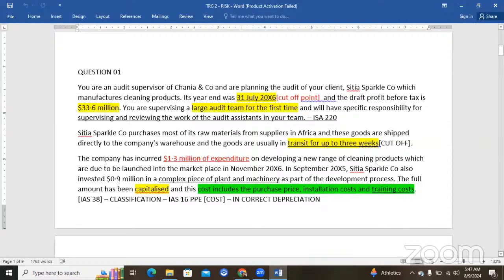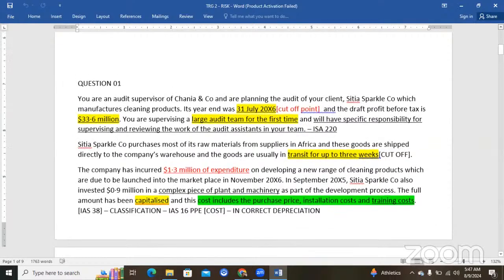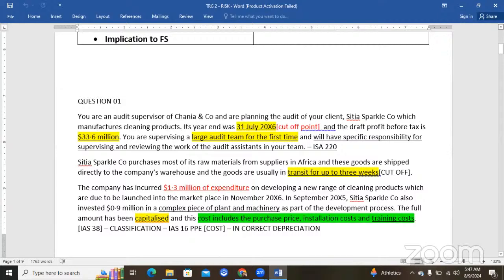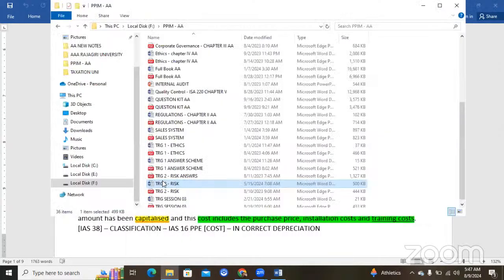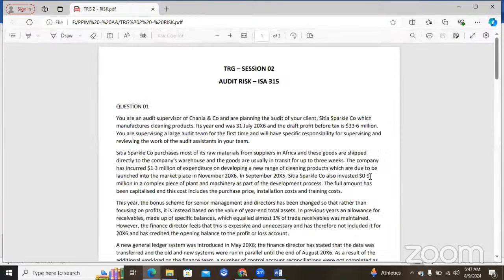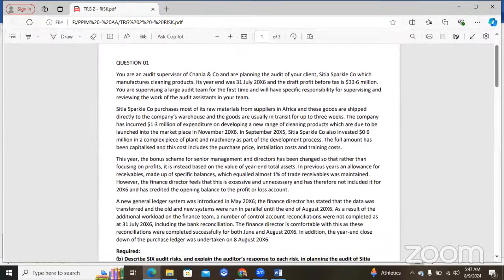Now, students, right. I gave a question. One minute. Right. Here, this is the question. See, this is the second type of question format. They gave a case study, and they asked us to identify the audit risk and respond to the audit risk.